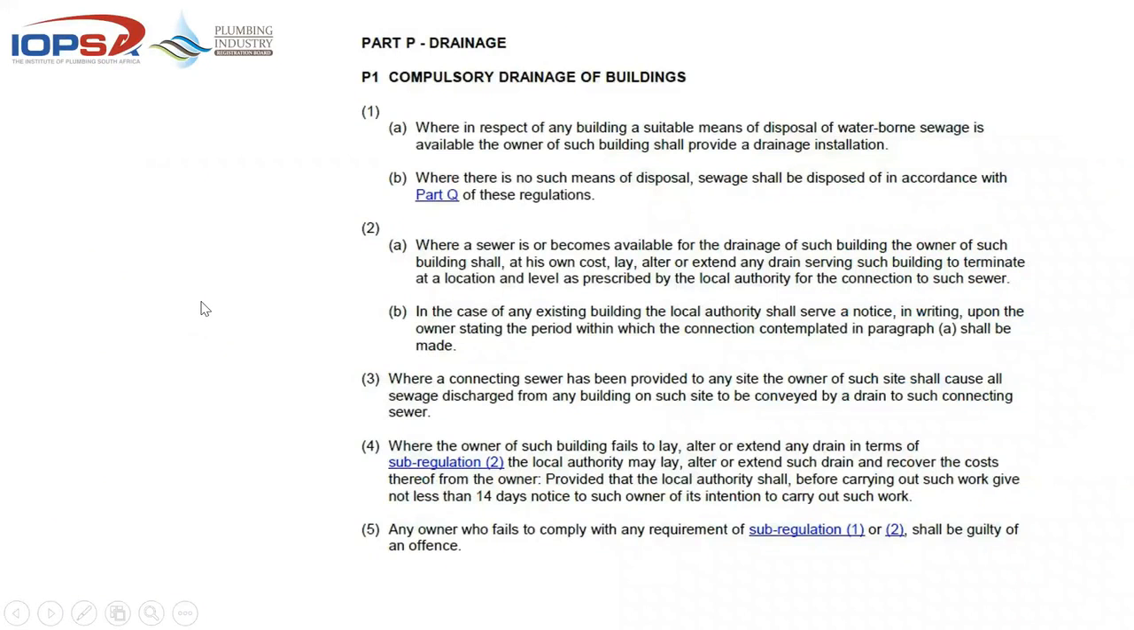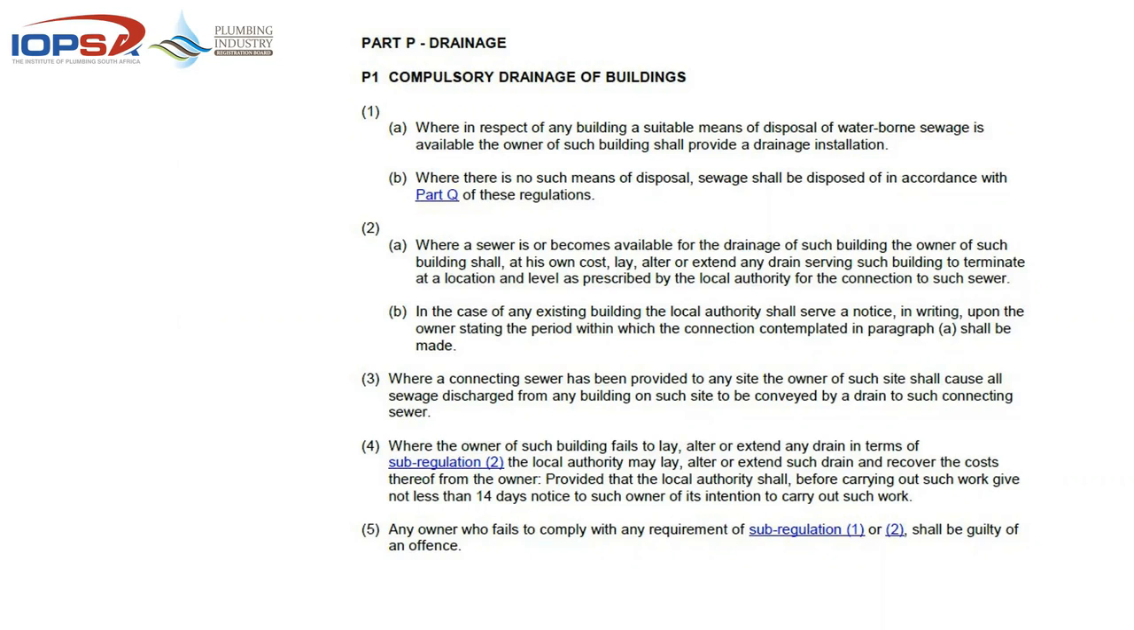When we're looking at Part B drainage, Part B1 deals with the compulsory drainage of buildings. So in respect of any building, where a suitable means of disposal of waterborne sewage is available, the owner of that building shall provide a drainage installation. Part Q we dealt with the last time. Like I said, it's something that we're not too keen on, but it is unfortunately part of what we do.